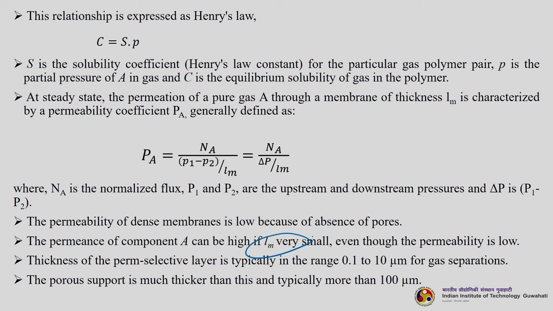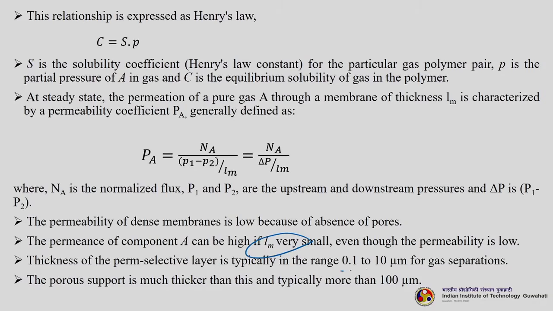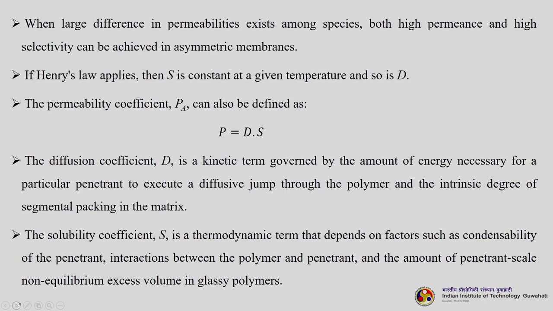I have told you many times, whenever we have come across such discussion on membrane thickness, the layer which is doing the separation or permeation must be thin so as to avoid resistance. Even though the permeability is low, the thickness of the perm selective layer is typically in the range of 0.1 to 10 micron for gas separation. Porous support can be around 100 microns or even more than that, it is fine. Its job is to provide mechanical support only. When a large difference in permeabilities exists among species, both high permeance and high selectivity can be achieved in asymmetric membranes.